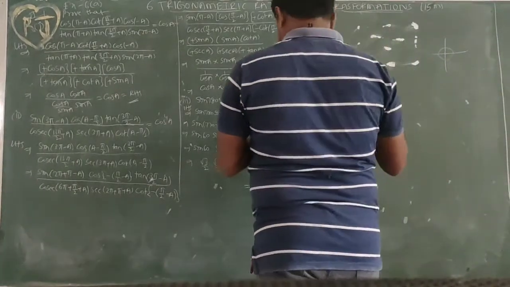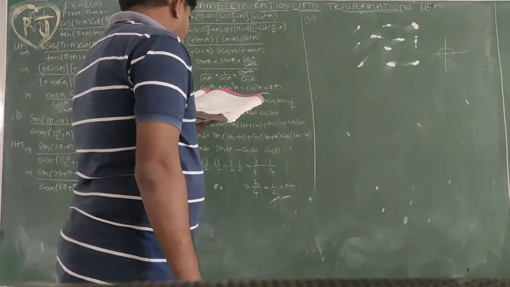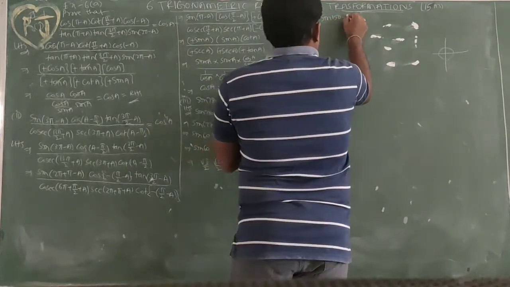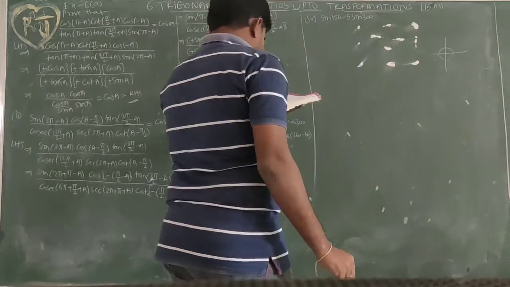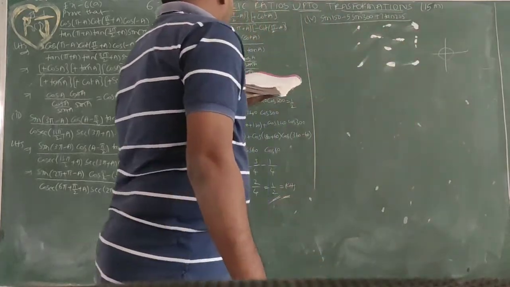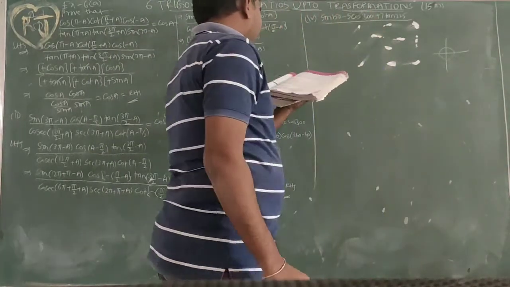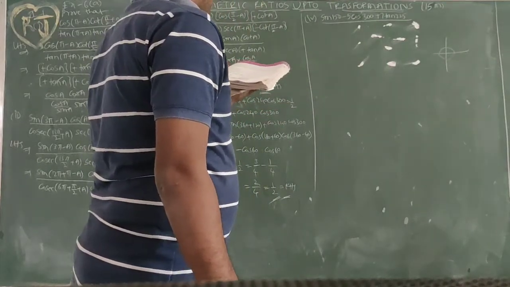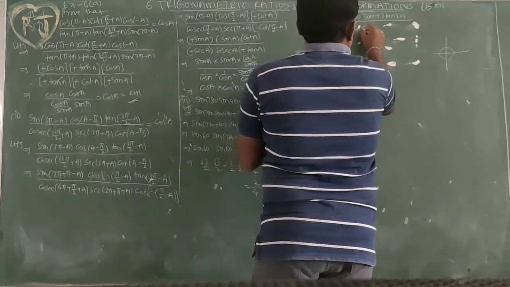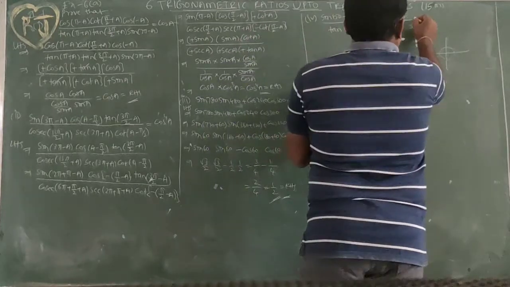Next question is the fourth one. sin 150 minus 5 cos 300 plus 7 tan 225 by tan 135 plus 3 sin 210 equal to minus 2.